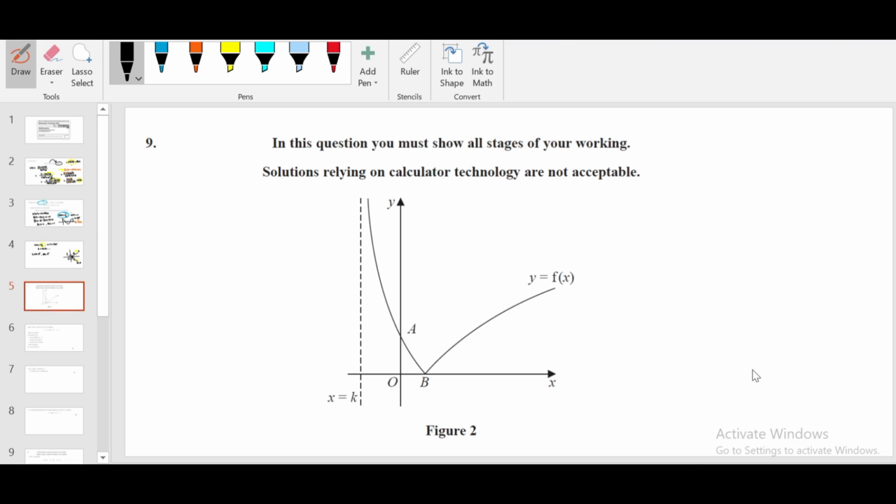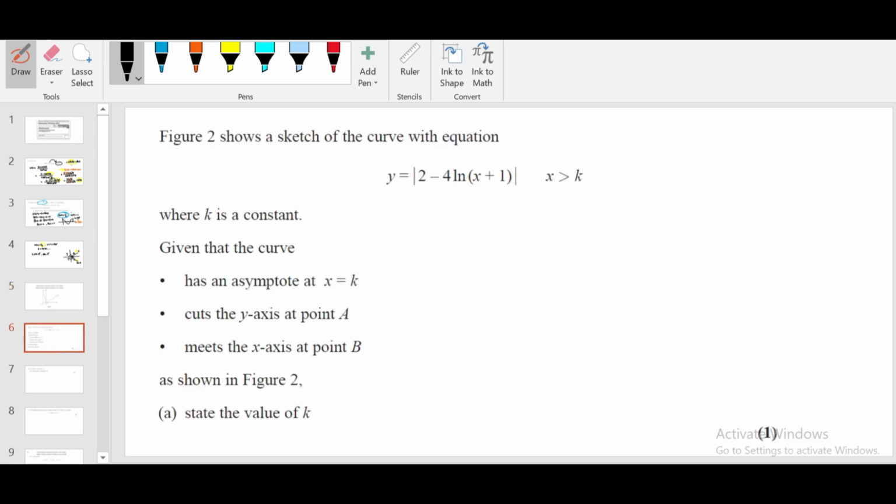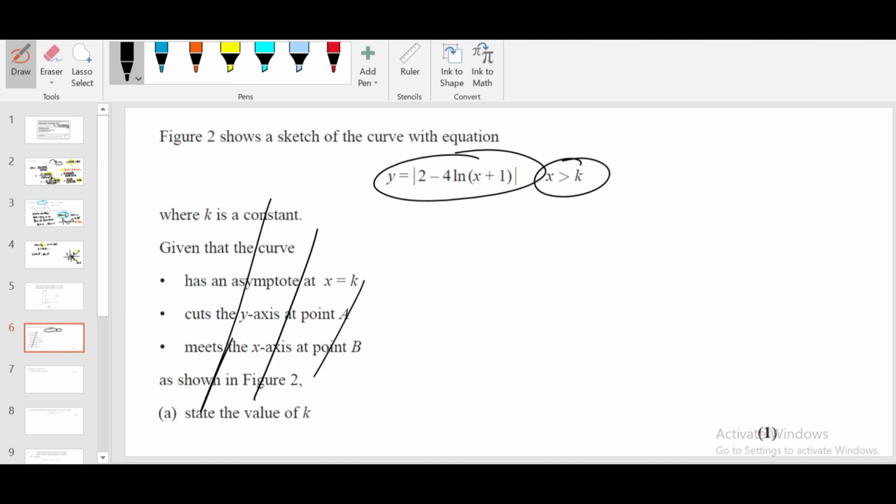We have a figure given. Let's read the question. Figure 2 shows the sketch of the curve with the equation y is equal to 2 minus 4 ln x plus 1, where x is greater than k. So before you read all this thing, just look at the figure first.